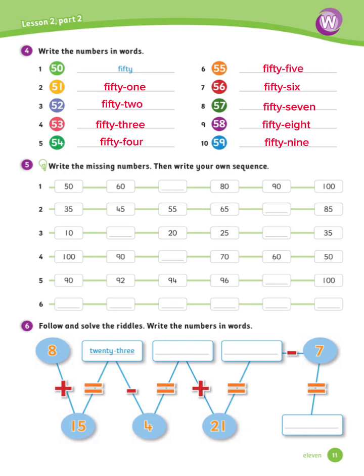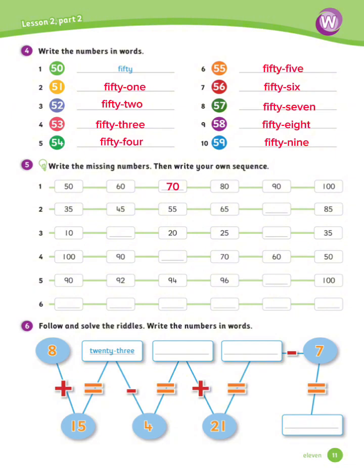Write the missing numbers, then write your own sequence. Sequence number 1. We add 10 every time, so the missing number is 70. The sequence will go like this: 50, 60, 70, 80, 90, 100.